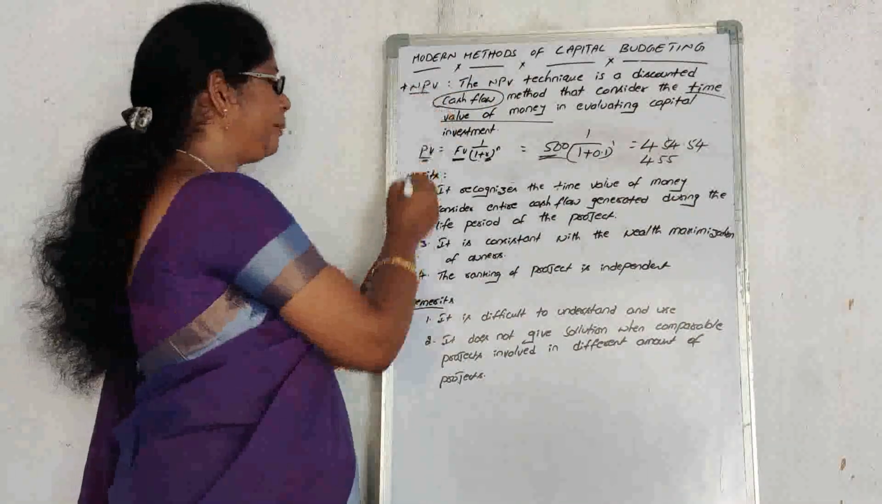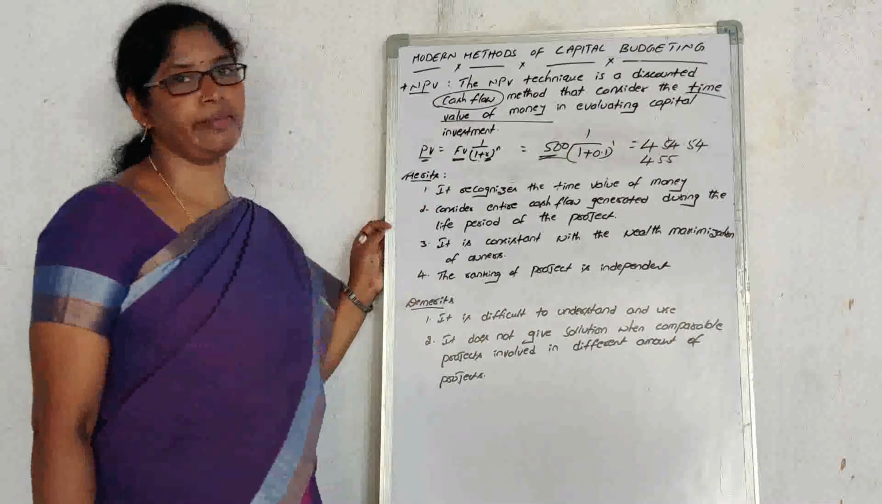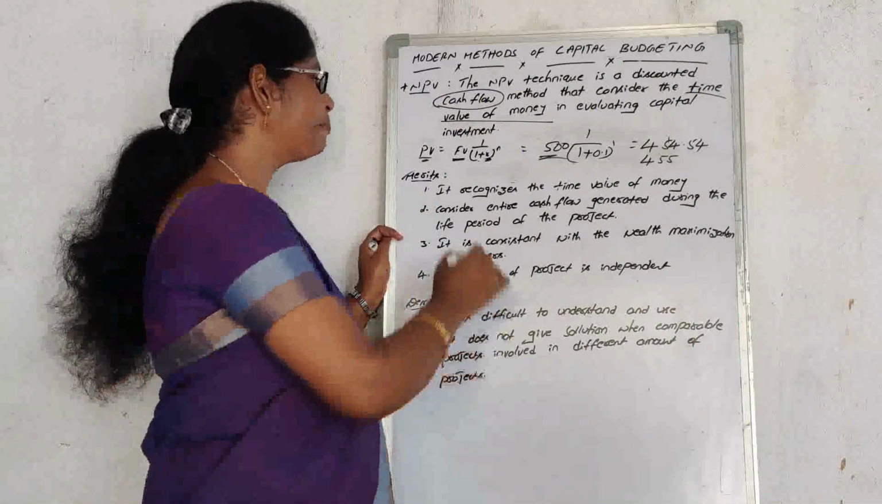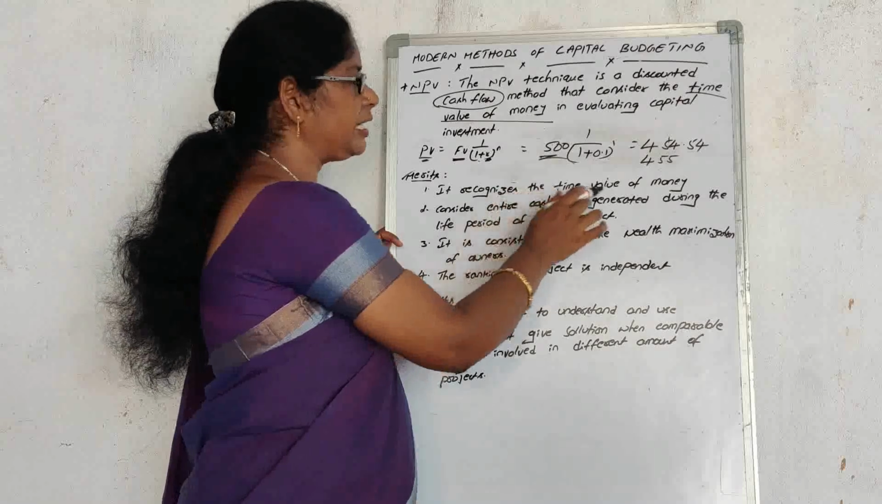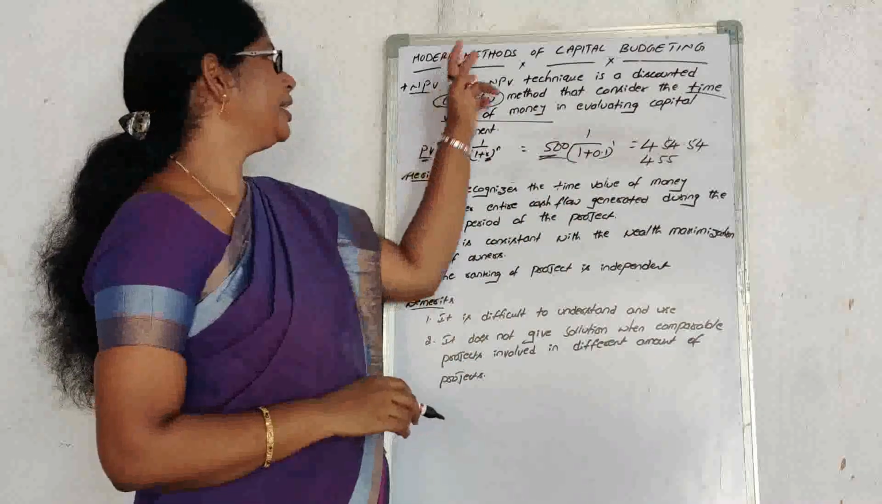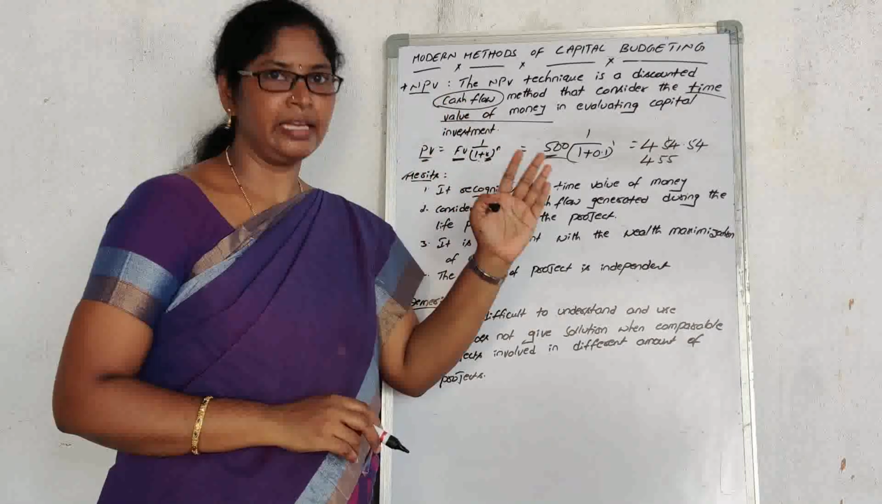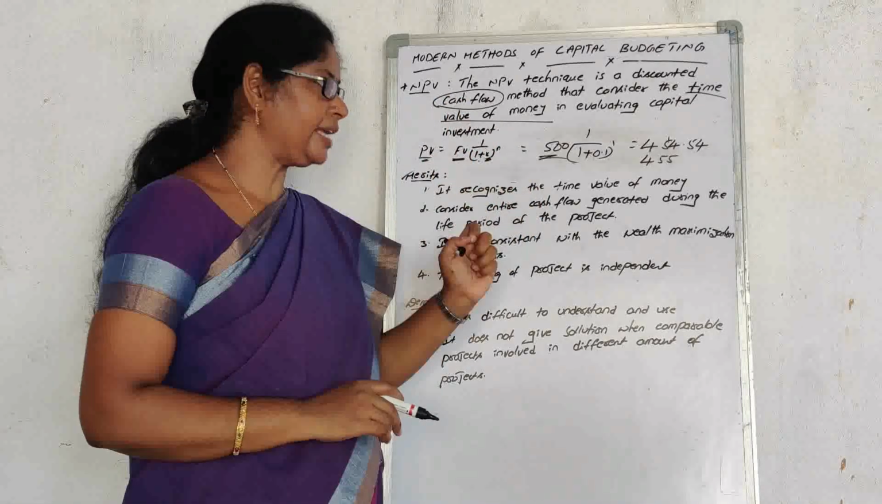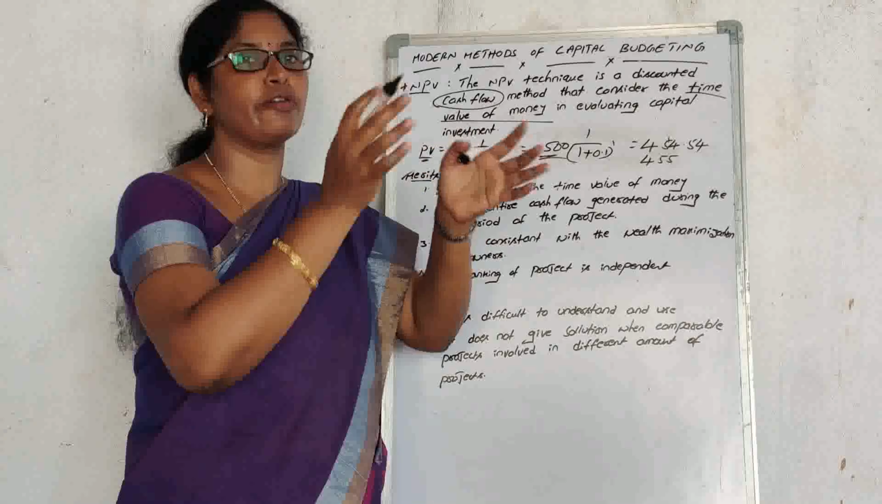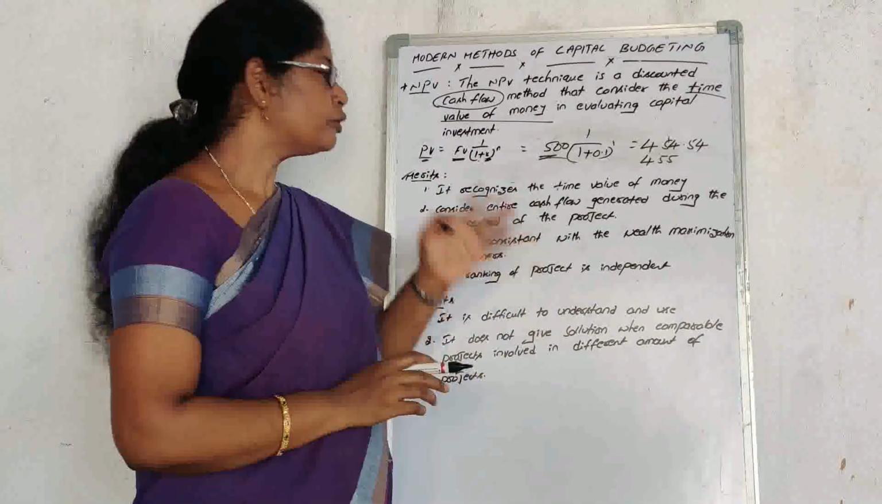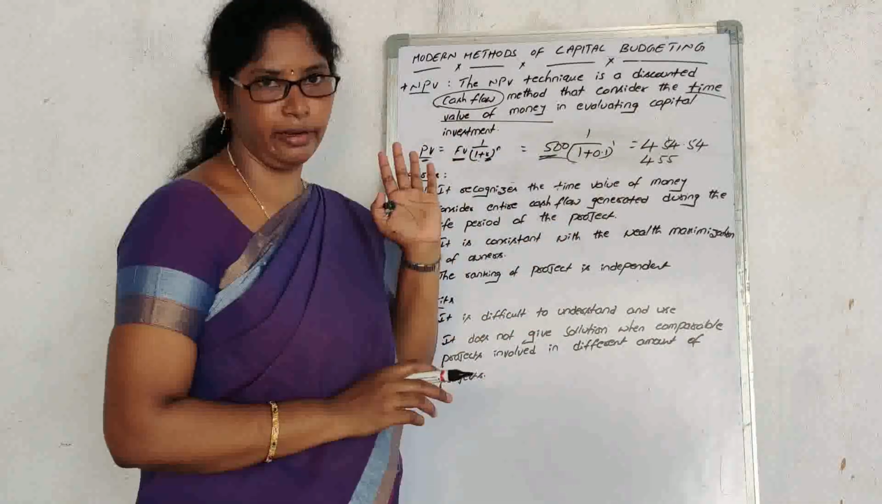So in NPV we have some merits and demerits. What are the merits? It recognizes the time value of money. In the NPV method we have to consider the time value of money because we need to analyze the exact value of the rupee in the future. So that's why we need to consider the time value of money.